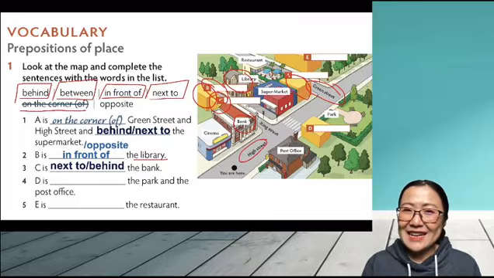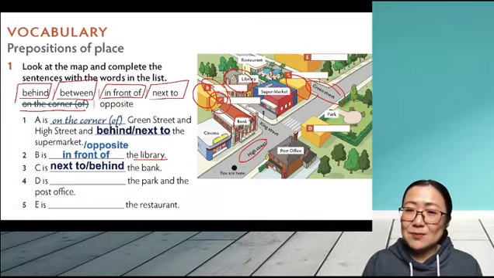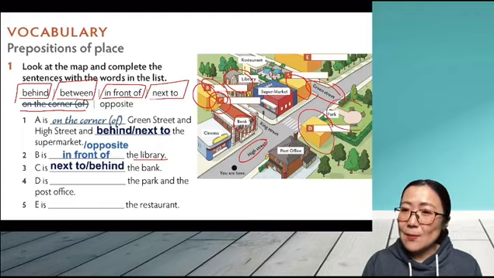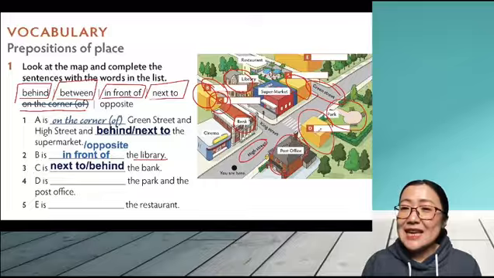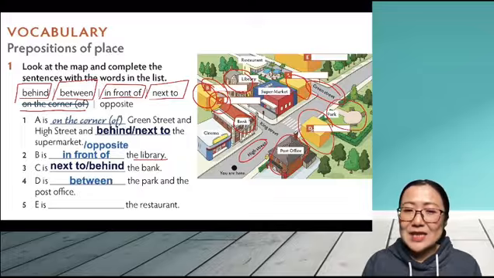Alright? And now let's take a look at D. D is what, the park and the post office. Let's see these places. This is D, right? And this is the park. And this is the post office, right? And let's see, D is, yes, between the park and the post office.